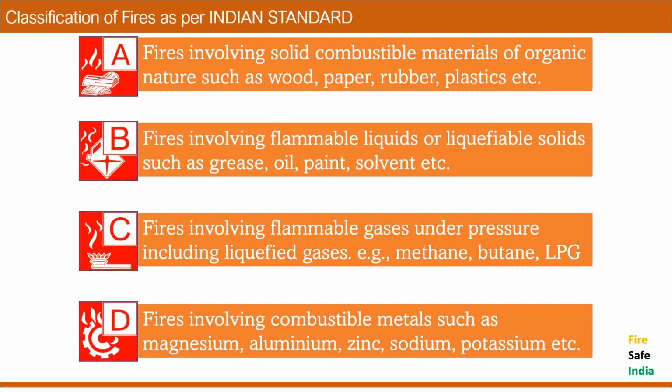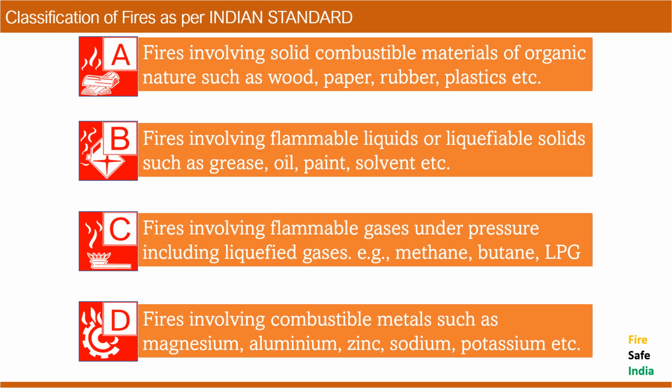In class D, fires involving combustible metals such as magnesium, aluminium, zinc, sodium, potassium, etc. You can see all four classes of fire as per Indian standards are based on the fuel category. In class A, solid combustible materials are involved as fuel in the fire. In class B, flammable liquids are involved. In class C, flammable gases are involved as fuel in the fire. In class D, combustible metals are involved as fuel in the fire. So all four classes are based on the fuel category, which is specified in the Indian standard.